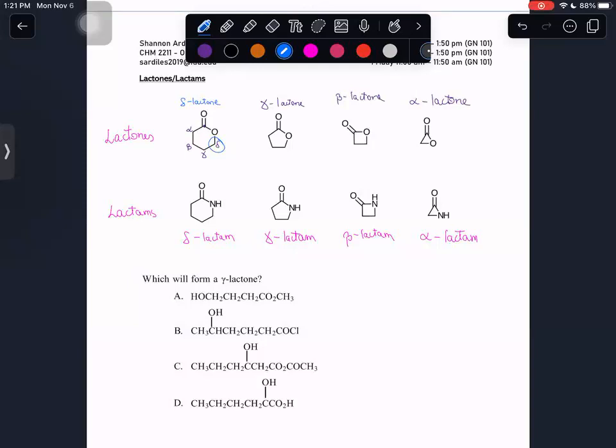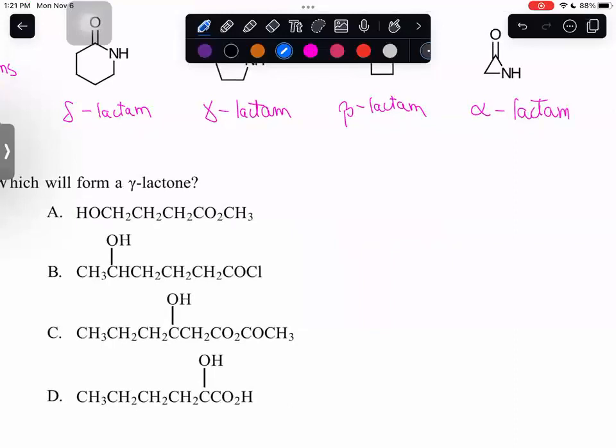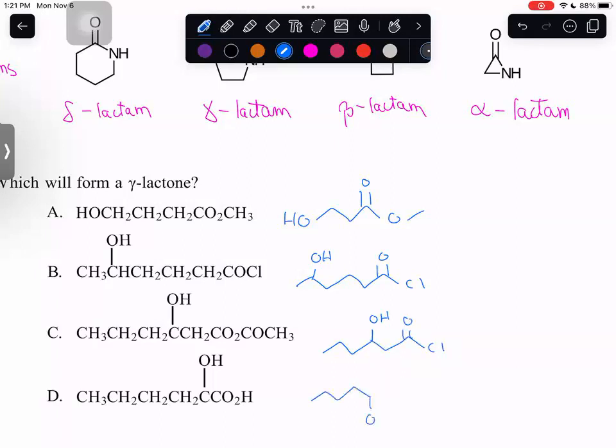Which one's the gamma? Gamma. So that's a 3-membered ring? Alpha, beta, gamma is the 5-membered one. I don't think of it like that. It just works for me like that, because alpha is the most basic, the 3-membered ring, then beta. You don't count the carbonyl carbon. Alpha, beta.